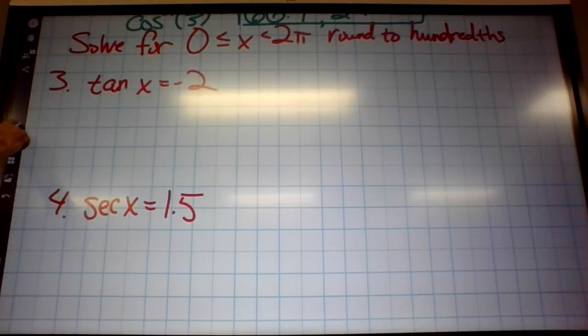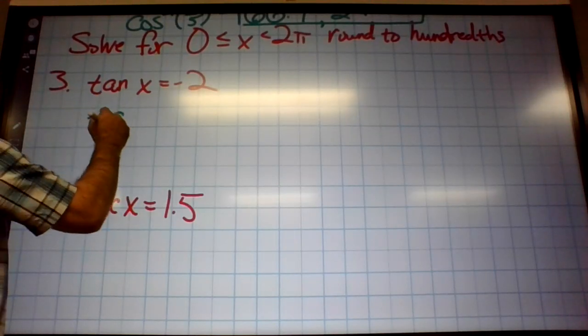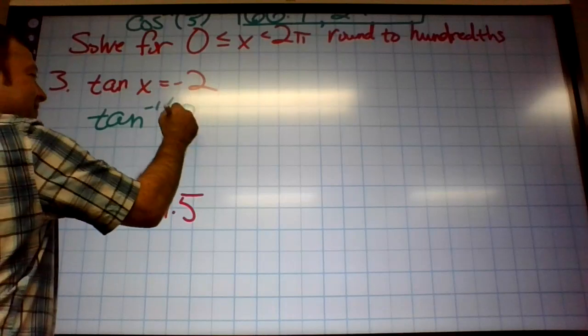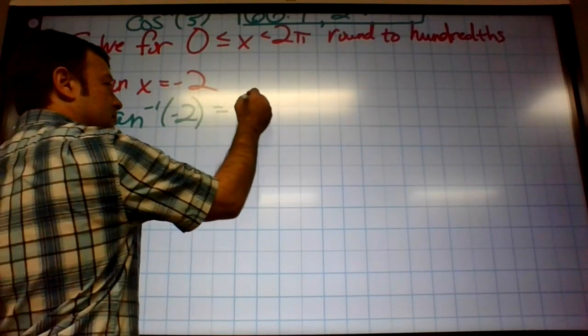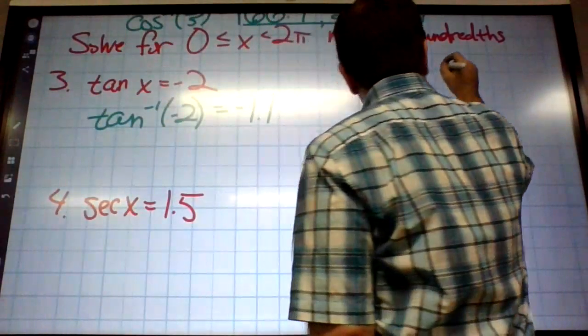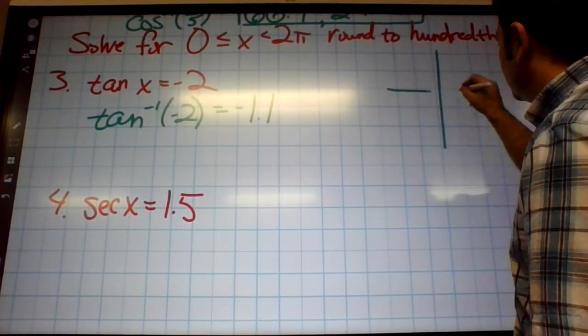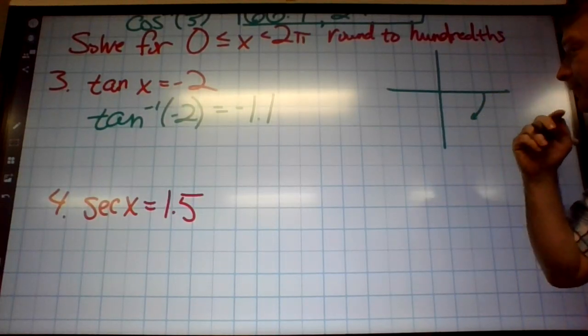Okay, have you guys started this one? Yes. Have you done this? Yeah. What did it spit out? Okay, unfortunately, it's negative 1.11. That is not between 0 and 2 pi. It's not positive. What quadrant would that be in? Okay, negative goes this way, right? So it's in the 4th quadrant.